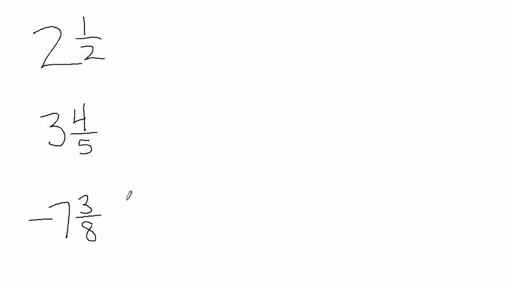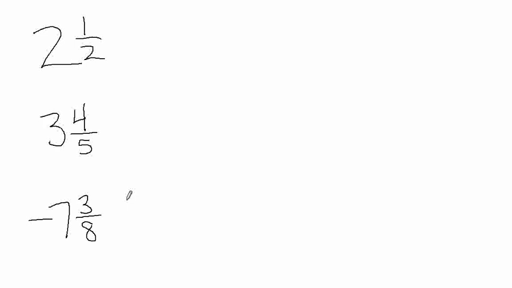And that is referred to as 2 and 1/2. So we say the integer, the word and, and then the fraction. Okay? And then the second one is 3 and 4/5, and the last one is -7 and 3/8. All right?